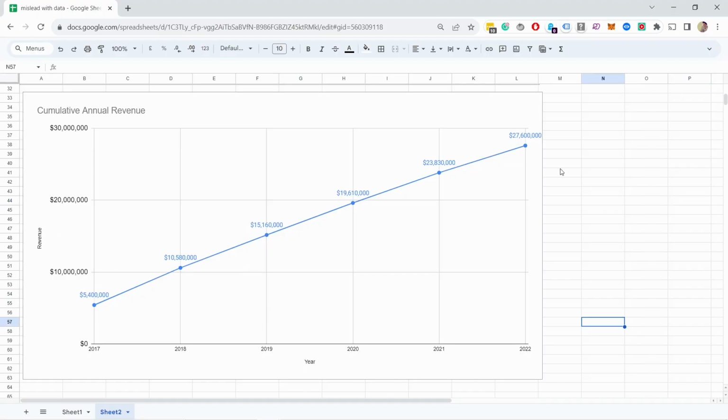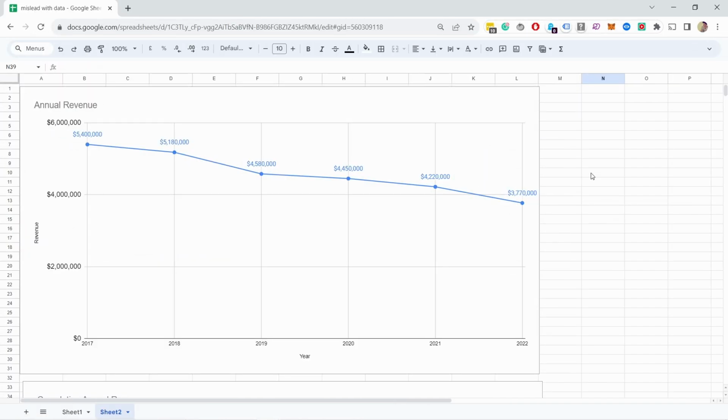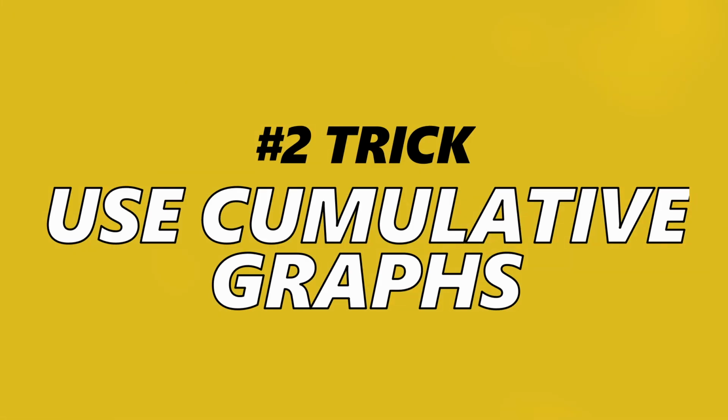But actually, I lied a little. These two graphs are from the same company and show the same data. One adds up the revenue each year and is a cumulative graph. And the other one shows annual revenue. And cumulative graphs are my second trick.